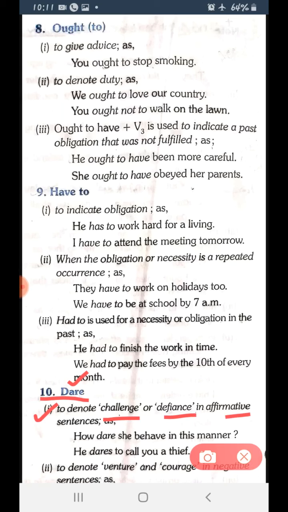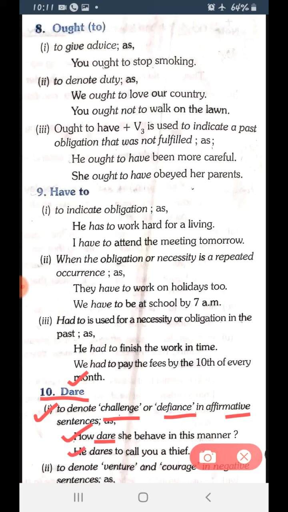Example, how dare she behave in this manner? उसकी ऐसे behave करने की जुर्रत कैसी हुई? How dare she behave in this manner?